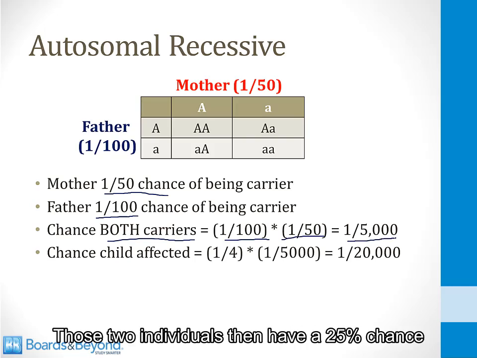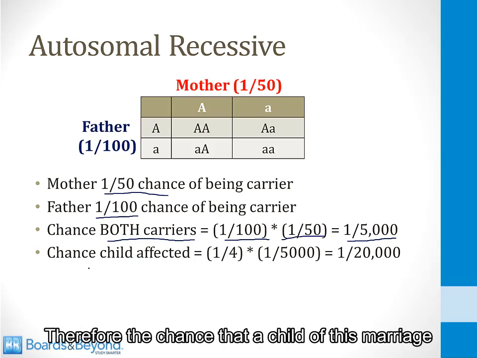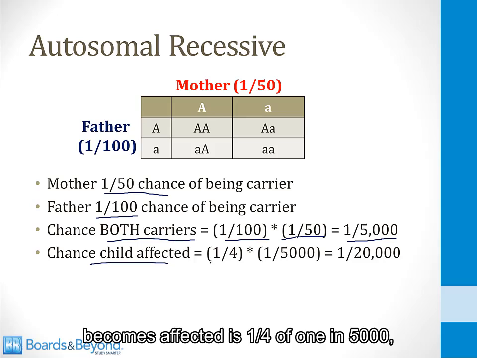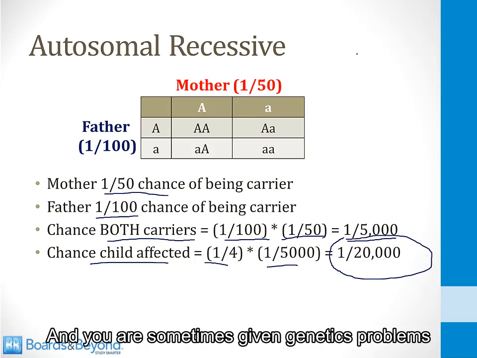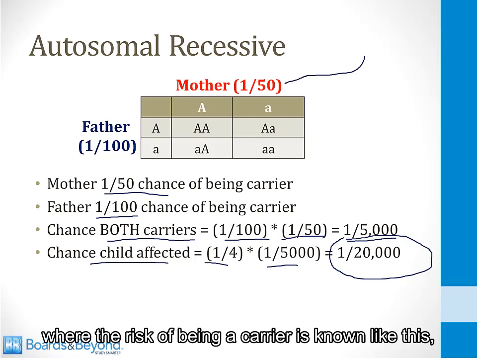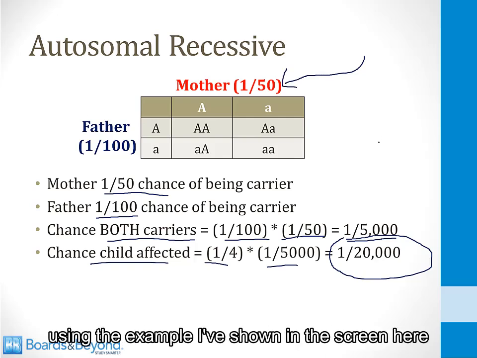Those two individuals then have a 25% chance of passing the disease on to their offspring. Therefore, the chance that a child of this marriage becomes affected is 1/4 of 1 in 5,000, which equals 1 out of 20,000. And you are sometimes given genetics problems where the risk of being a carrier is known like this, and you have to calculate them using the example I've shown on the screen here as a model.